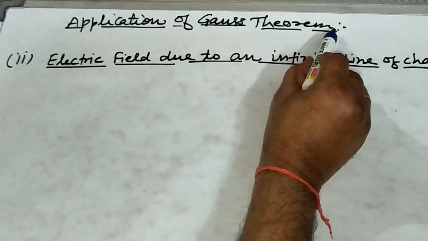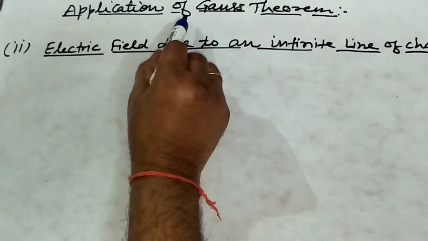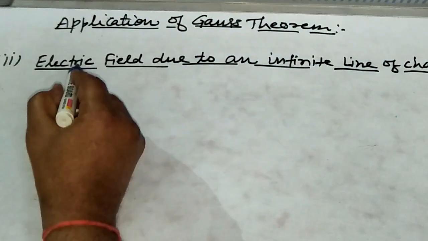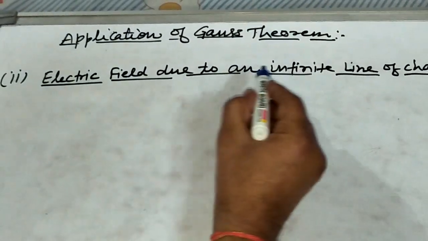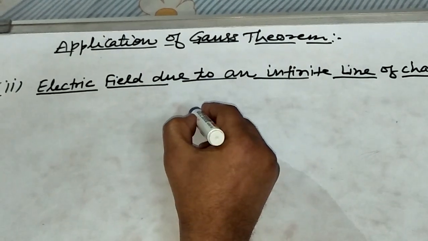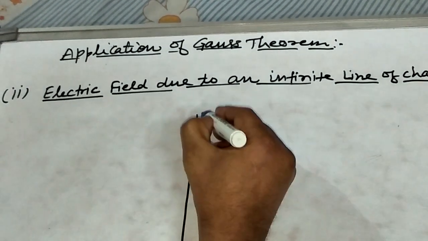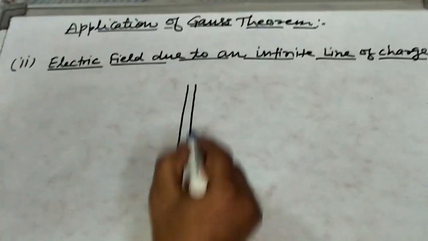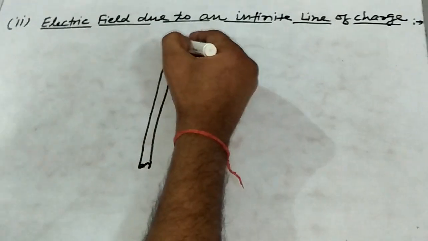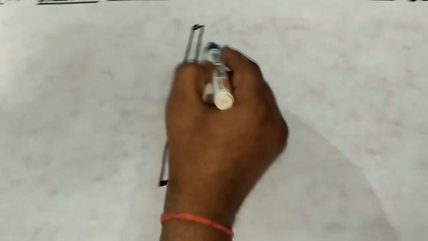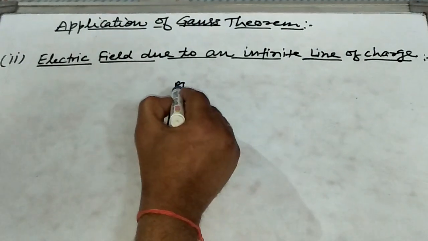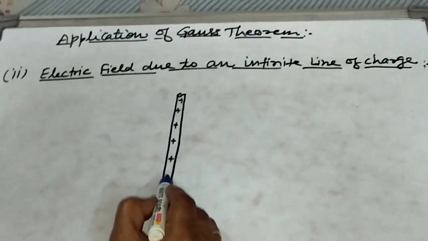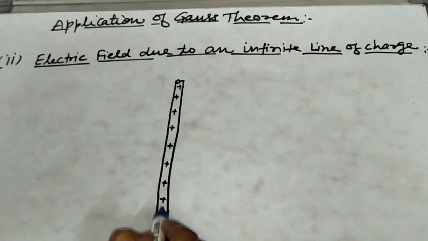Now we derive the expression for the electric field due to an infinite line of charge, which also comes under the application of the Gauss theorem. Already I have given the first point under the application of Gauss theorem: derive the expression for electric field due to a point charge. In this case, how can we find the electric field due to an infinite line of charge? Suppose this one is a wire, and a charge Q is given to this wire. When a charge Q is given to this wire, that charge plus Q is uniformly distributed throughout its whole length.